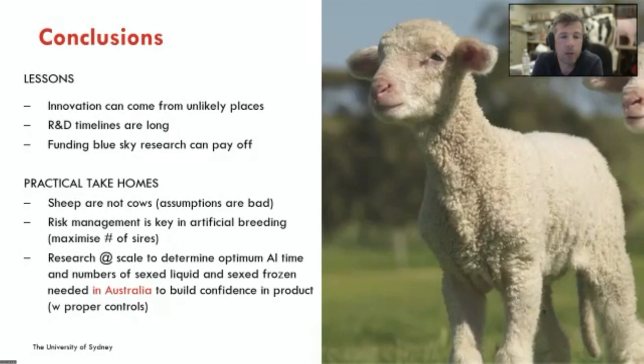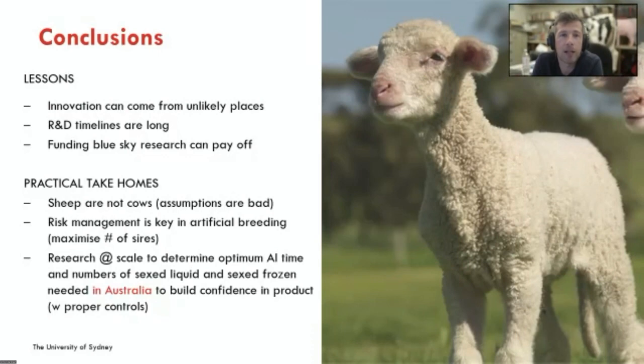Some of the practical take-homes: a reminder for all the reproductive biologists out there that sheep are not cows. I think it's probably worth all ag consultants to remember that as well. They're not just small cows. And when you're thinking about risk management in an artificial breeding setting, remember to try not to rely on just one sire, have multiple sires.